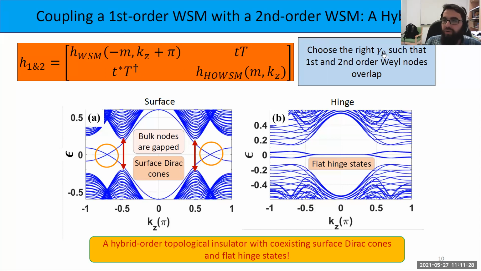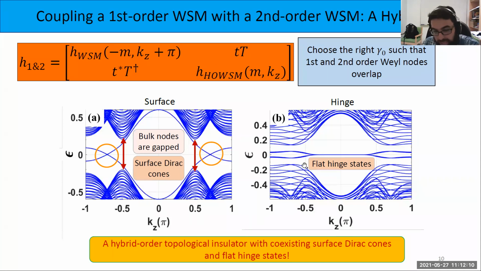But we have to be careful to tune these gamma zero and hopping terms and this perturbation M in a way that the plus and minus charges are on top of each other. Then, once you turn on this T, the system is fully gapped in the bulk. If I do that, the resulting phase is very interesting. On the surface, you will end up with two Dirac cones, which are helical Dirac cones. But at the same time, you're going to get these flat hinge states on the hinge. So there is a coexisting surface Dirac cone and flat hinge.